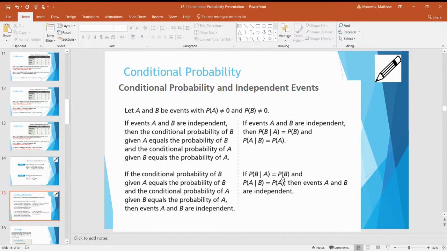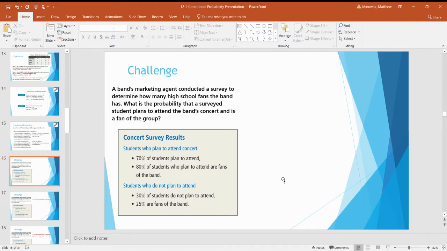And we're going to test it out. This is a challenge problem, so I'm expecting this problem to be hard, but I'm expecting you to try it as well. A band's marketing agent conducted a survey to determine how many high school fans the band has. What is the probability that a surveyed student, so a random student, plans to attend the band's concert and is a fan of the group? So pause the video, write down as much information as you can, try to answer this question, and we'll discuss the answer.